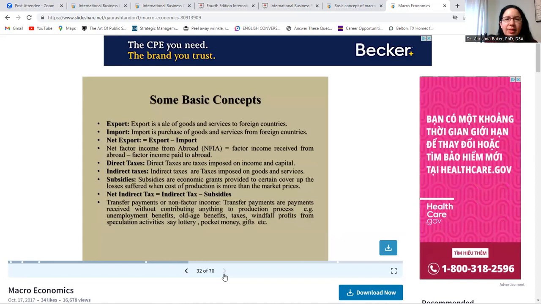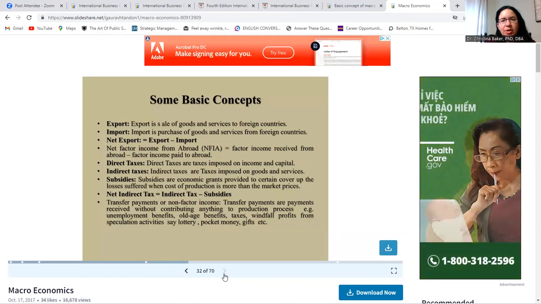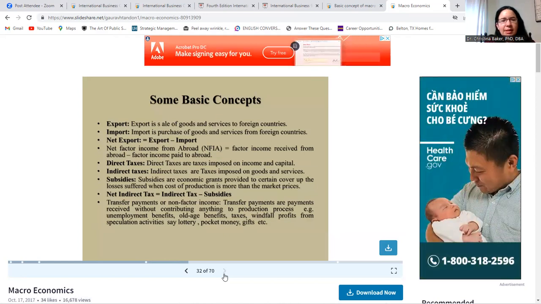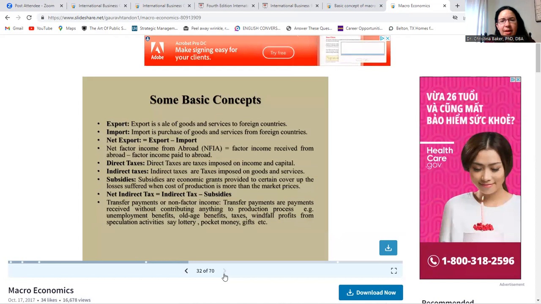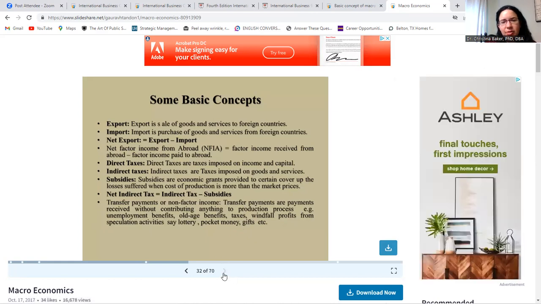We have direct taxes. They are taxes imposed on income and capital. Indirect taxes are taxes imposed on goods and services. Subsidies are economic grants provided to cover up losses suffered when the cost of production is more than the market price. Direct tax, indirect tax, subsidies, transfer payments from non-factor income. Transfer payments are payments received without producing anything, such as employment benefits, old age benefits, windfall gains from speculation activities, say lottery, pocket money, gifts, etc.